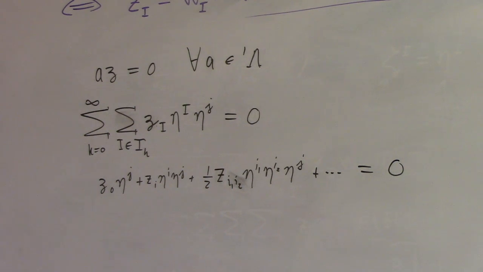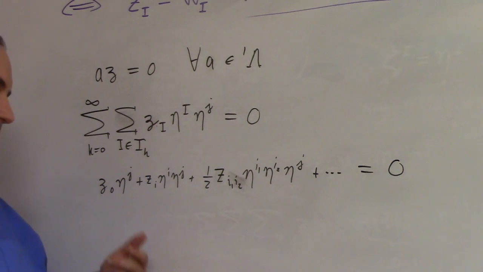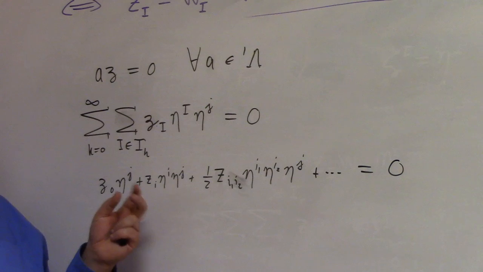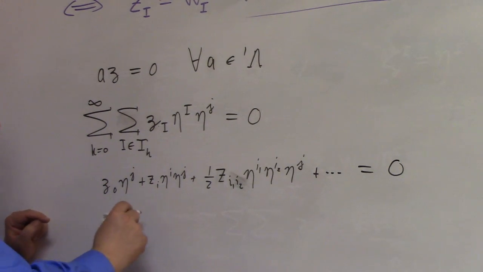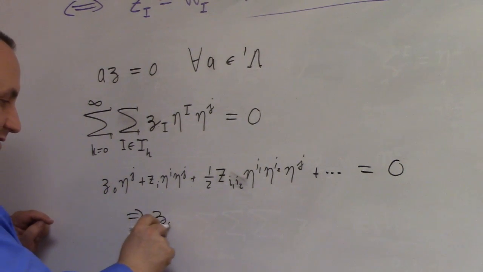Okay, so then you just start thinking about it, order by order. We get that. Now you have to think more. You have to be careful. The only way that I get information about a particular coefficient is if the product of the Grassmann generators next to it is not 0. If there's a repeated Grassmann generator, we're out of luck. So this immediately tells me that z naught is equal to 0.